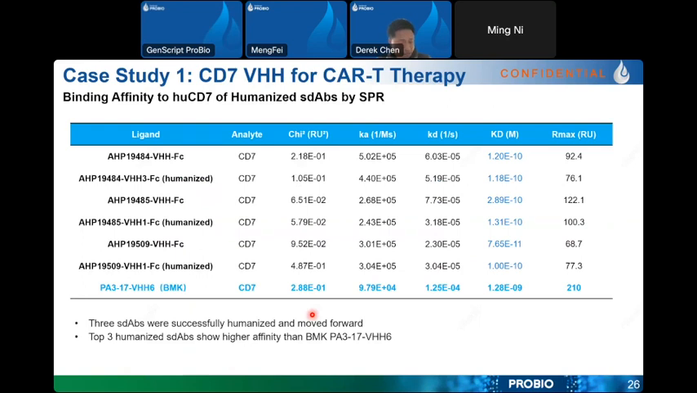After reviewing the affinity data and the sequence cluster, the top 3 candidates were selected for humanization. All of them showed affinity in the sub-nanomolar range before and after the humanization, at least 10-fold better than the benchmark, the PA3-17.